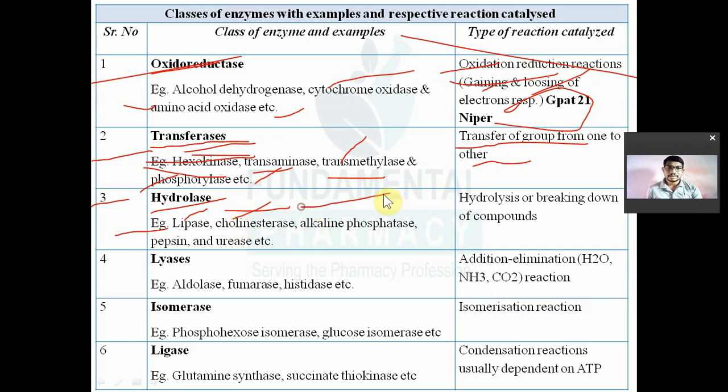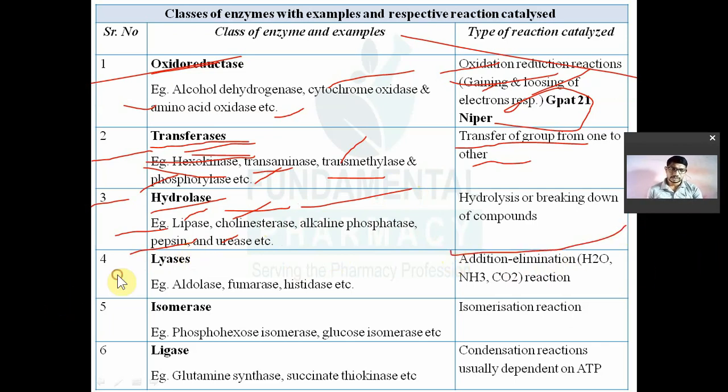Then alkaline phosphatase is also a hydrolase enzyme. Pepsin, urease. Urease means it will break down the urea. So the hydrolase category of enzymes is involved in hydrolysis or breakdown.